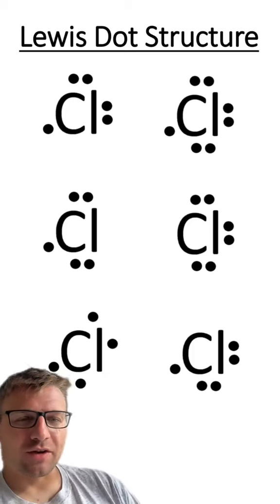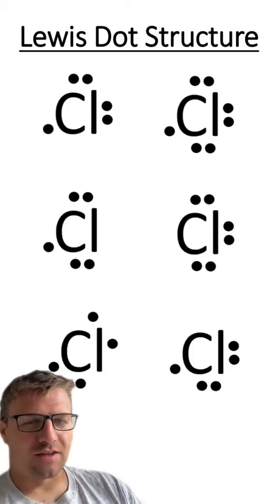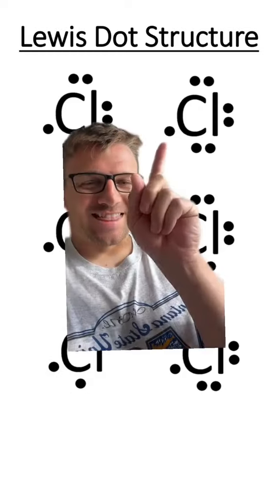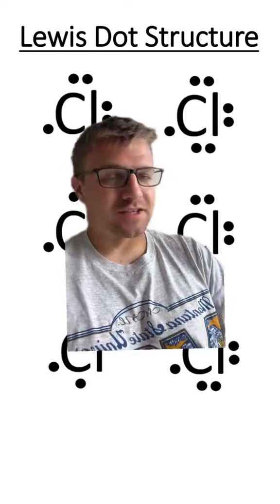Alright, so which configuration is correct? Again, all you have to do is count the number of valence electrons around chlorine, and this top right one is the correct one since there are 7 valence electrons.